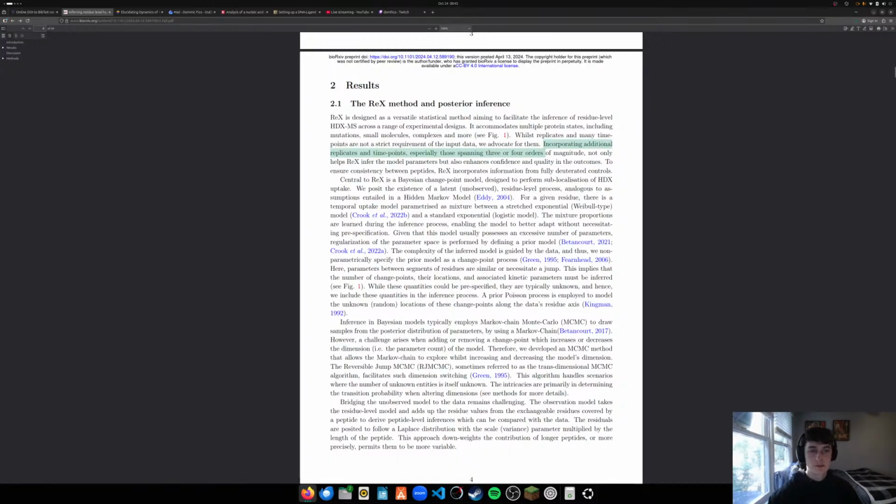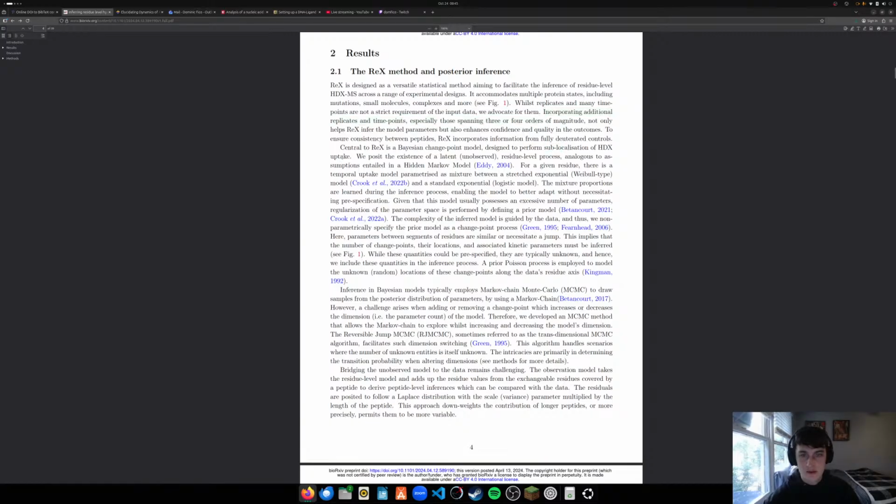Spacing change point designed to perform sub-localization of HDX uptake. We posit the existence of a latent unobserved residue level process analogous to assumptions entailed by a hidden Markov model. For a given residue, there is a temporal uptake model parameterized as a mixture of stretched exponentials. Yeah, that's funny. It's actually like what I did. The mixture proportions are learned during the inference process, enabling the model to better adapt without necessitating pre-specification.